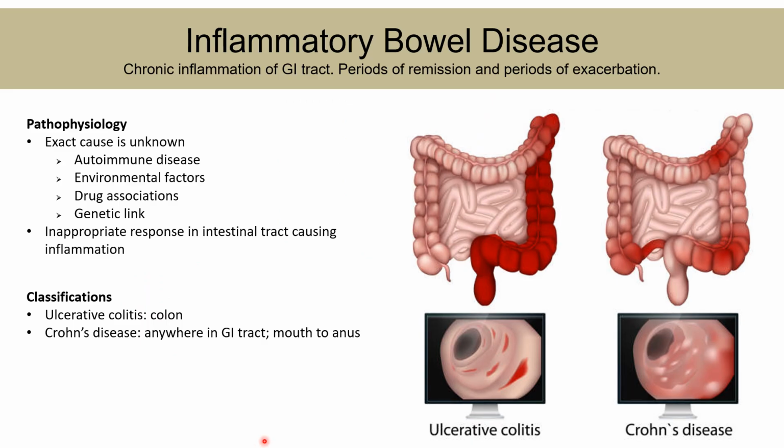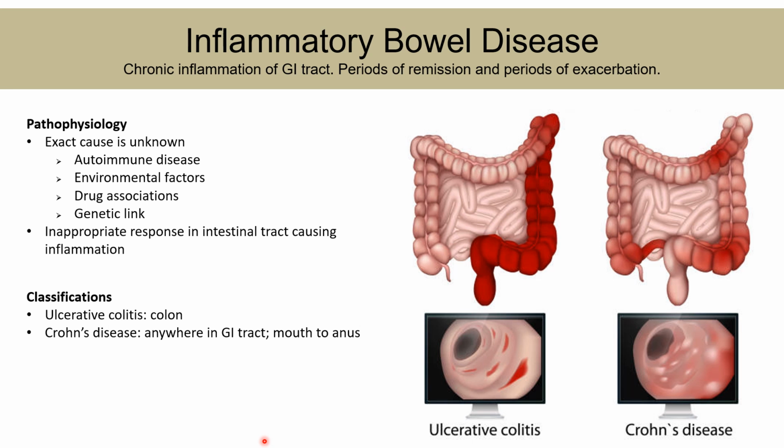So this is inflammatory bowel disease. So our bowels, both our small bowel and our large bowel, are inflamed. This is chronic inflammation of the GI tract, and it's going to be characterized by periods of remission and periods of exacerbation. So it'll get a little better, and then it'll get worse. So the exact cause is unknown. It could be autoimmune, environmental factors, sometimes related to medications, and could be a genetic link.